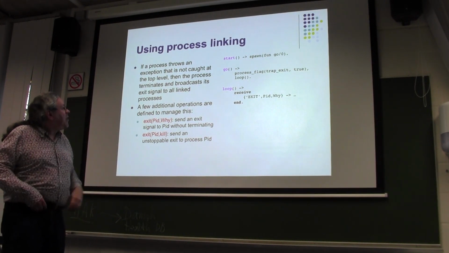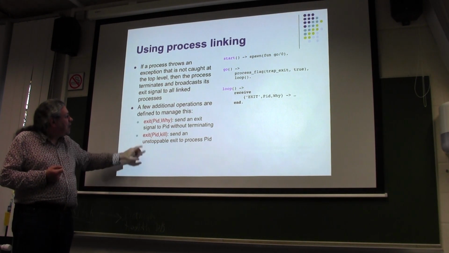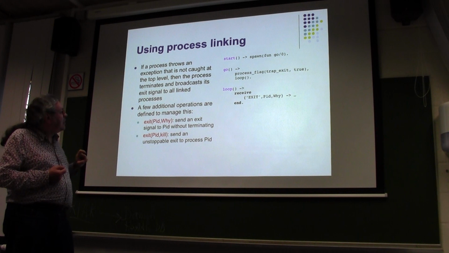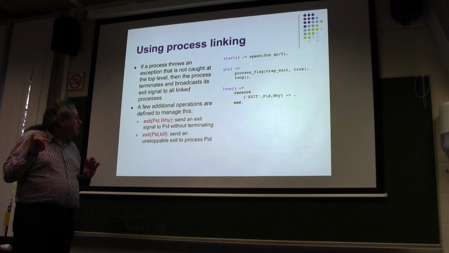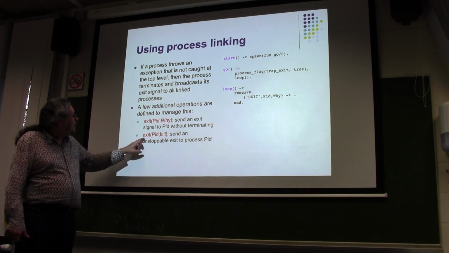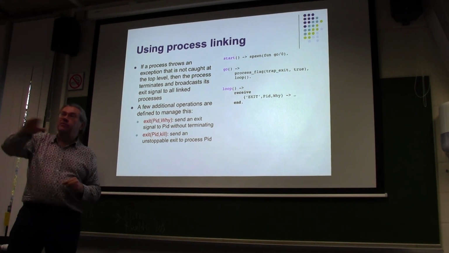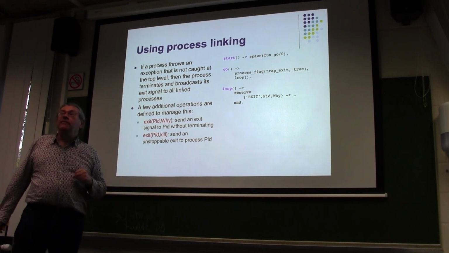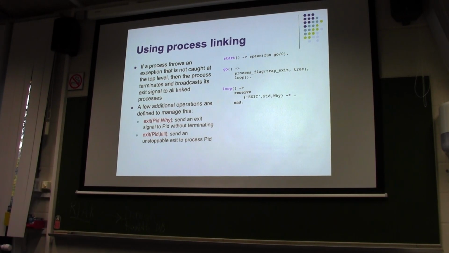And then, of course, there's a few extra functions that I'm not going to go into much. You can actually send an exit signal without terminating. This is needed sometimes when you implement supervisor trees. You can also send an unstoppable exit. Maybe something's wrong with the supervisor itself and I want to kill it. Well, then I can do that. So you can actually have layered supervisor trees. So that's the basic operation for building fault tolerance in Erlang.